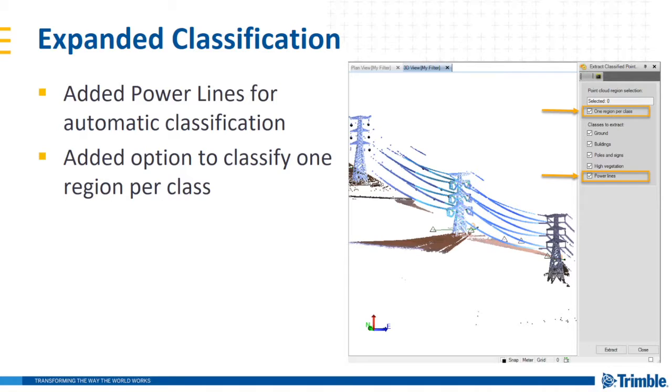In addition, we've added the option to extract a single point cloud region from multiple features. So this provides better management of classified regions. For example, you can specify that only one building be classified per region, per the building region, or you can have multiple buildings per region. Same thing goes for any of the classes that you see that TBC offers: ground, poles and signs, high veg, or power lines.